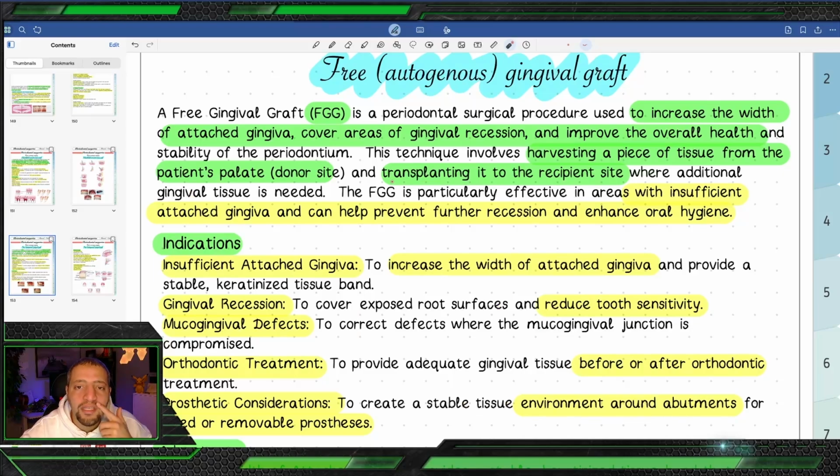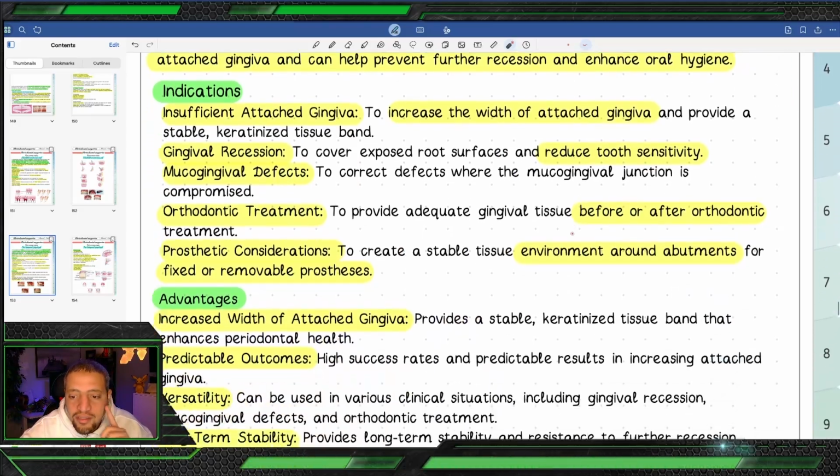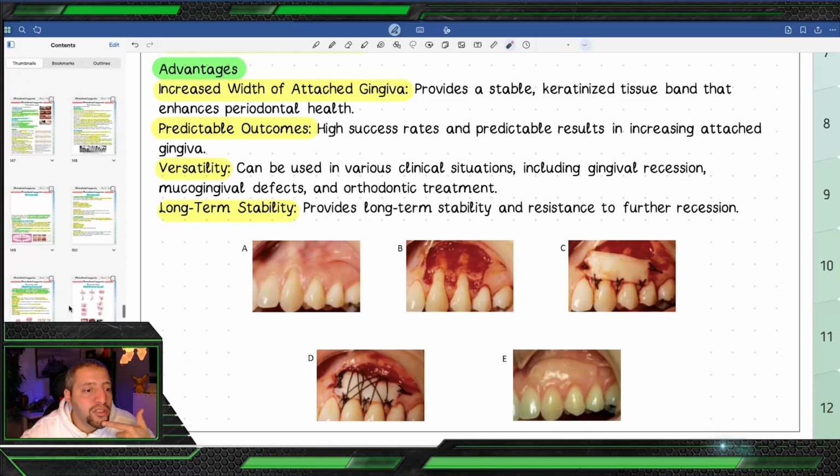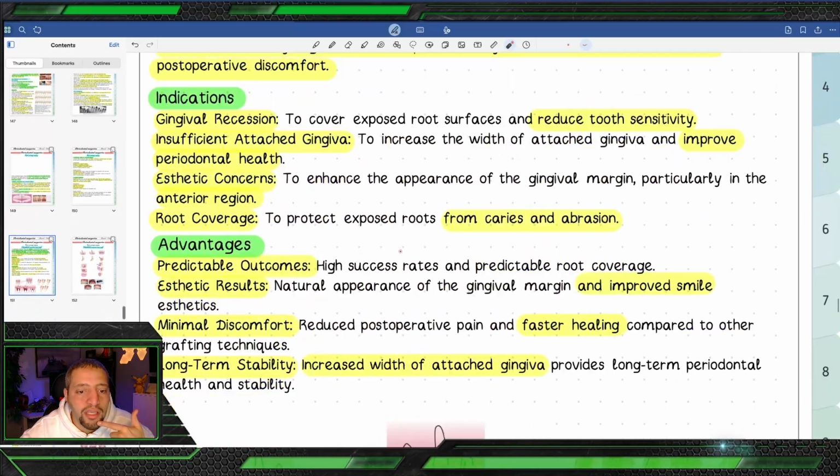Okay, so it's the same as subepithelial? No, you will see now. This is particularly effective in areas with insufficient attached gingiva and can help prevent further recession and enhance oral hygiene. Okay, so let's see it here, then explain about it. So here we have recession in this area. Okay, so why don't we do subepithelial connective tissue graft? Yes, let's see the picture for such technique and then you will catch it.